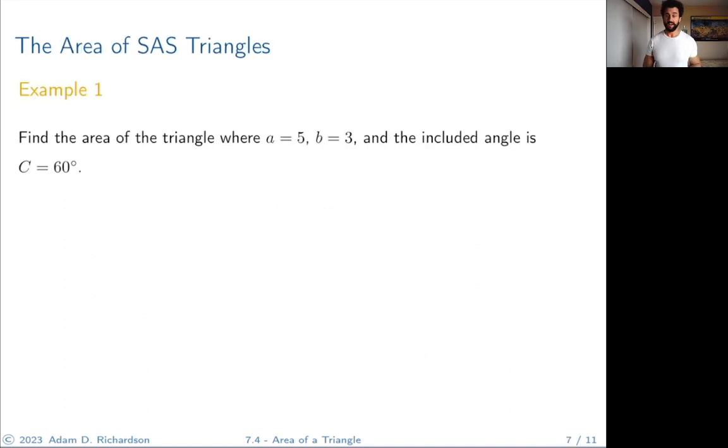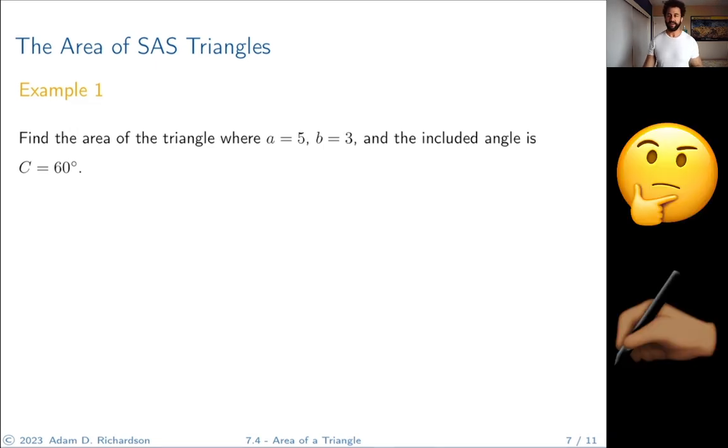So let's use it. Let's find the area of this triangle where one side has length A, one side has length 5, one side has length 3, and the included angle is 60 degrees. Actually, you know what? Try this one on your own. I'll jump straight to this. I bet if you thought about it, you could work it out pretty quickly. Try it out. How would you do it?